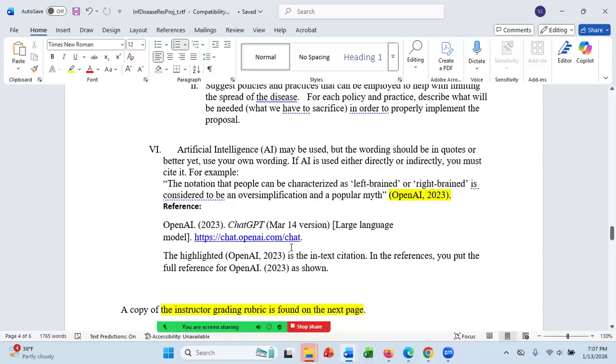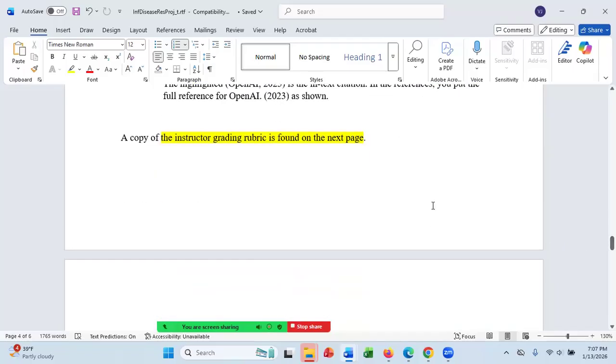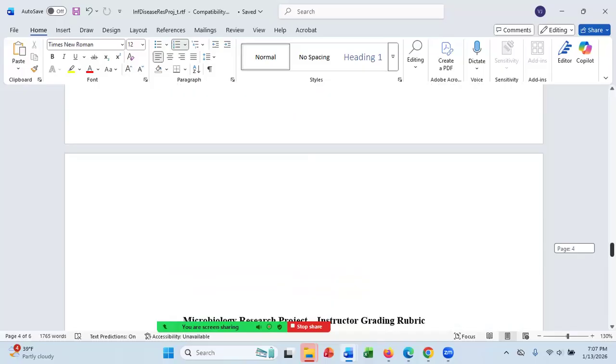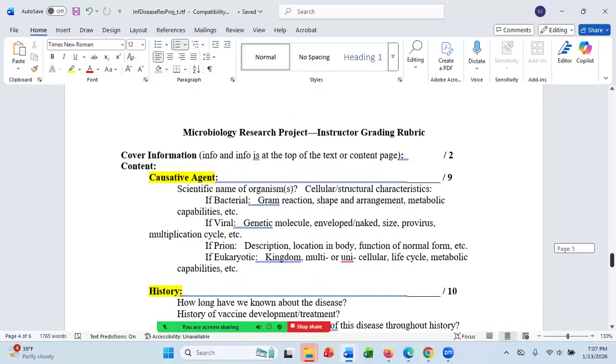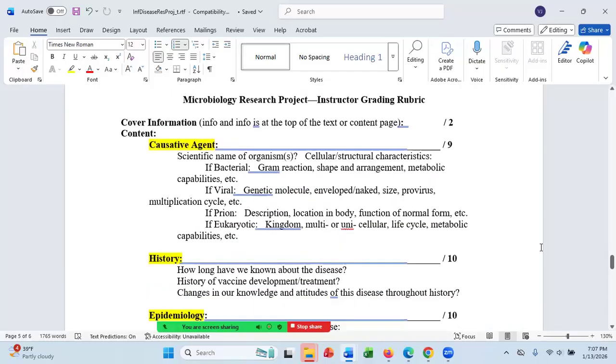Any question about that? All right. The instructor grading rubric is found on the next page. This is how your paper will be graded. The cover information will be worth 2 points. The causative agent will be worth 9 points.